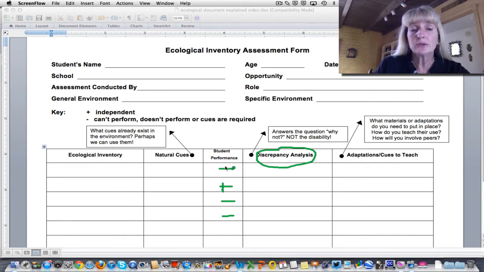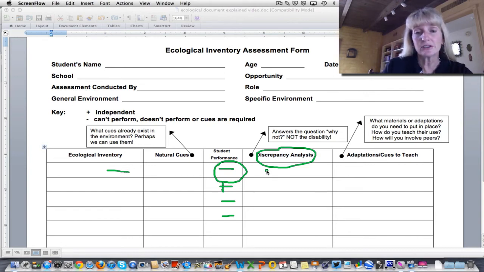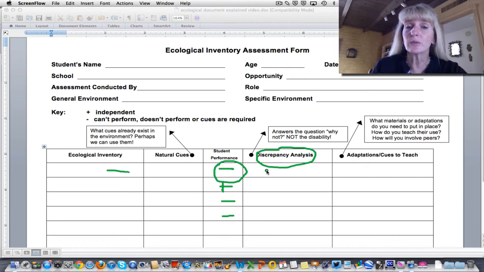So when you look at why a student can't do a specific step, why can't they do that, you're going to answer such things as they can't remember the step, or they're not focused enough on the step, or they're distracted by people in the environment. So you can understand that each one of those answers are very different answers in how we would address it instructionally. A memory issue versus a distractibility issue are very different things when it comes to adapting and instructing.